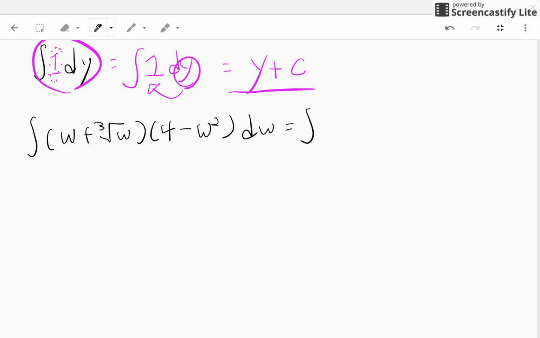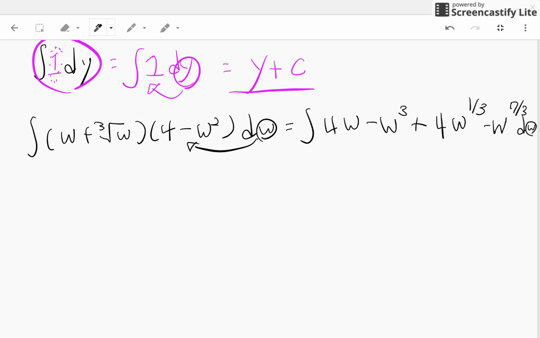When you do that, we get 4w minus w to the third power plus 4 times w to the 1/3 power plus, oh, sorry, we get subtraction over here, minus w to the 7 over 3 power dw. Because it's dw, we know we have to do this integration in terms of w. Now we have multiplied all the things out, and we have to do the integration.